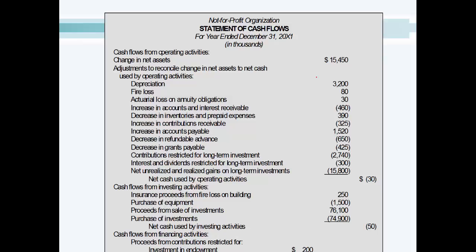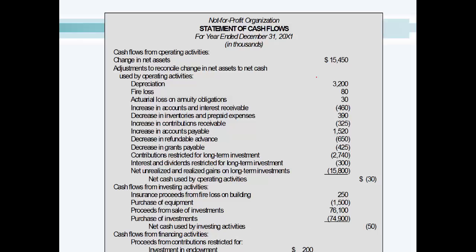Okay, now notice something here. We have this interest and dividend restricted for long-term purpose, and they show that as a subtract. So they're reporting interest and dividends as a subtract in the operating section, and it's for long-term purposes. Where are we supposed to report interest items for long-term purposes?